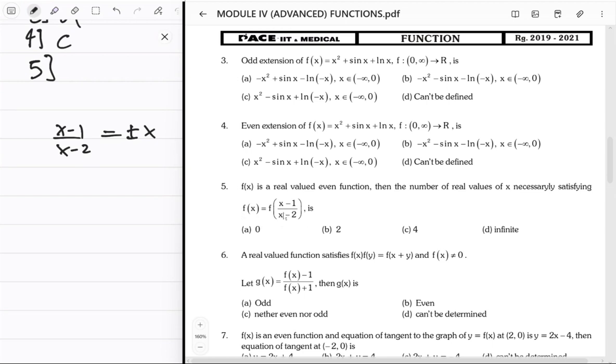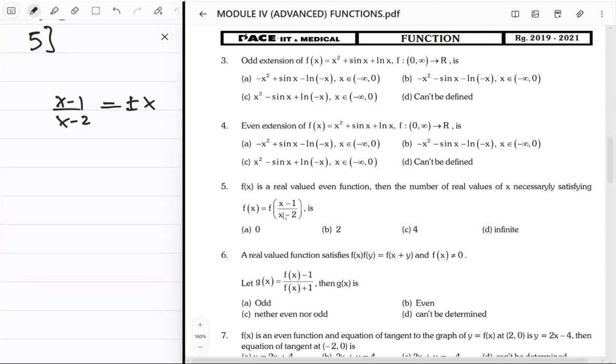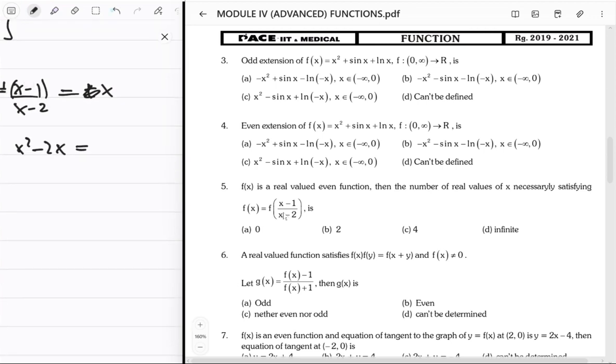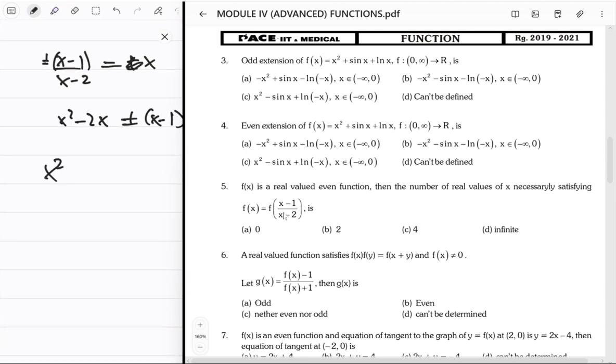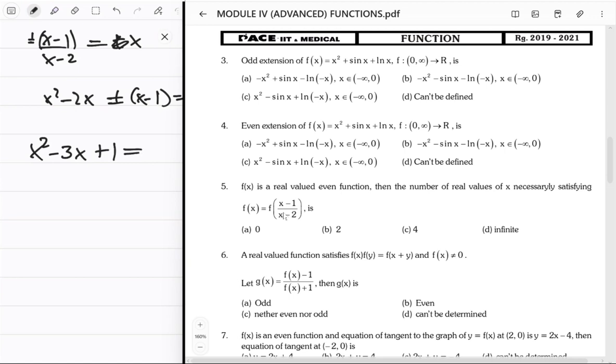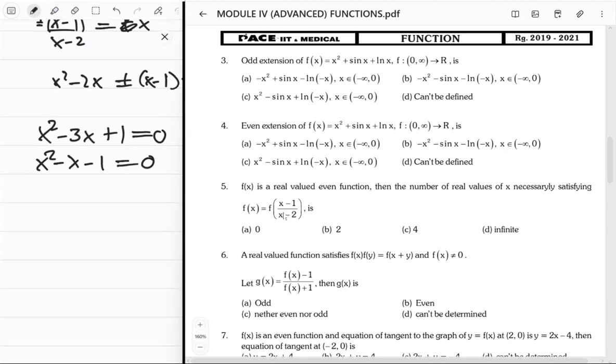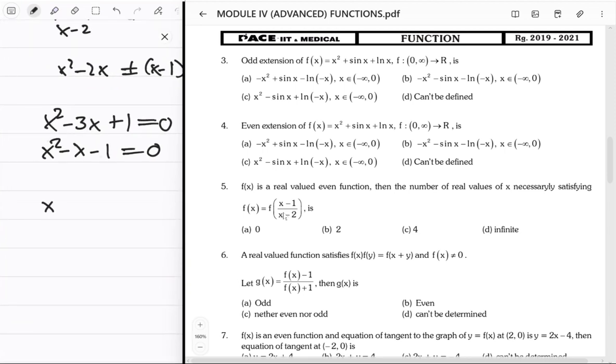This equation is satisfied. So let's solve this thing. Just put plus minus over here. x square minus 2x is equal to, or let's just say, plus minus of (x minus 1) is equal to 0. So the first thing would be x square minus 3x plus 1 is equal to 0, and the other would be x square minus x minus 1 is equal to 0. We just want the number of values, but still, let's figure this out.